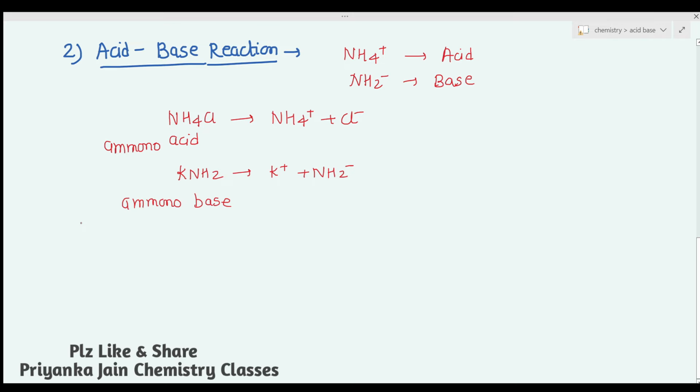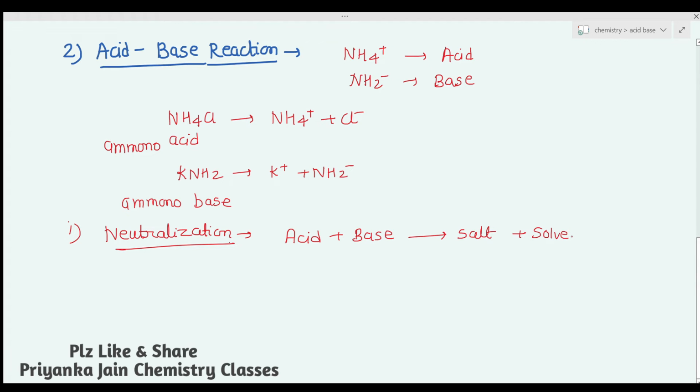Okay. Now see one of the important reactions of the ammono acids and ammono bases. So first of all, one important reaction is the neutralization reaction. What is the meaning of neutralization reaction? You all know what is the meaning of the neutralization reactions. Whenever the acid and the base react together, this we have seen in the case of water. Whenever acid and base react, they form salt plus they form solvent.